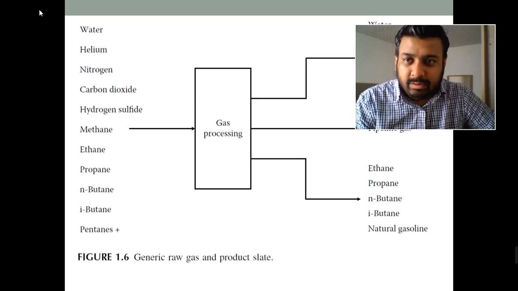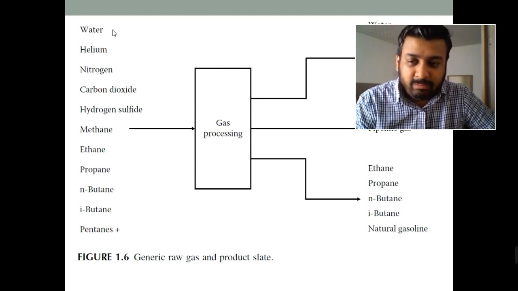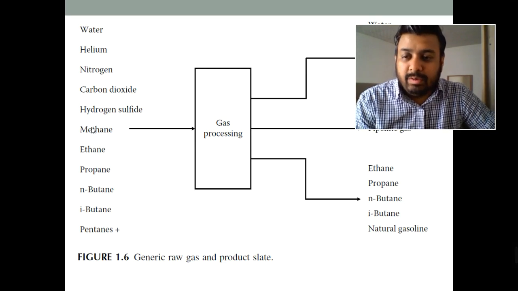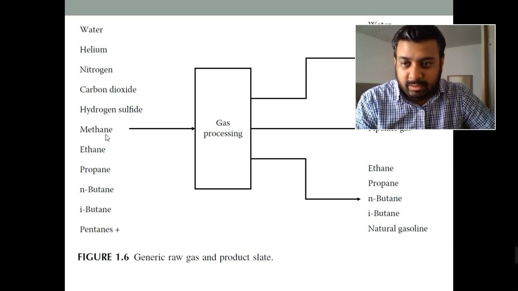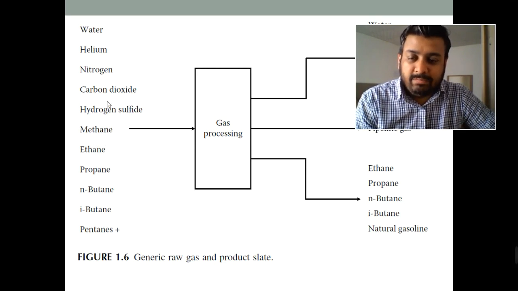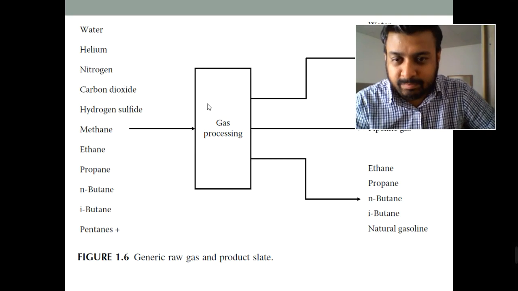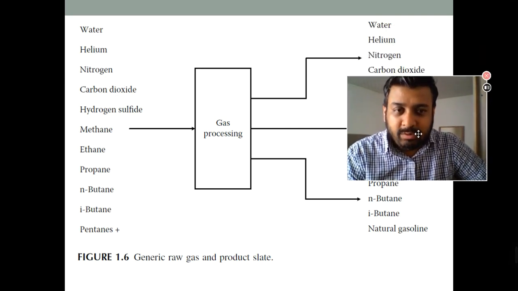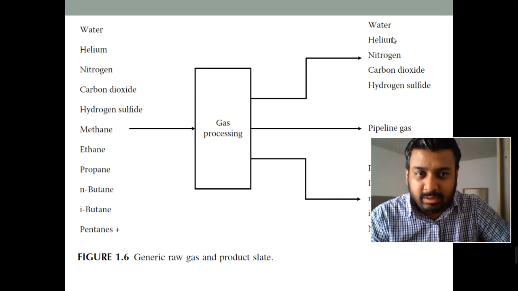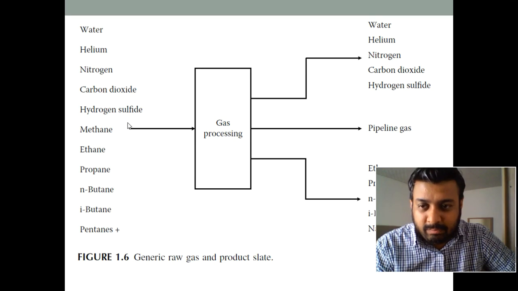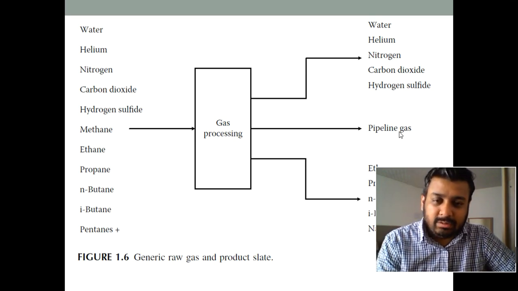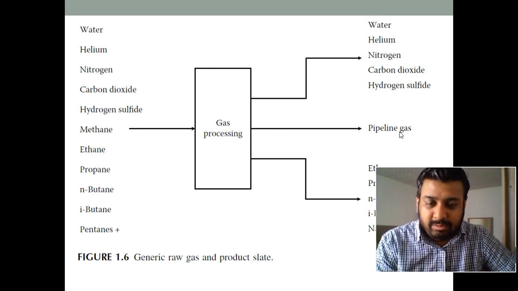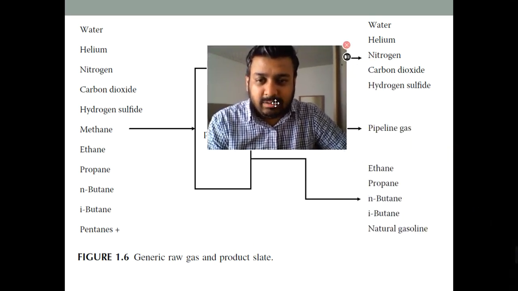Now, when we talk about gas processing, what components could the gas have? Gas might have methane. Methane, this is what we need. It could have H2S, CO2, nitrogen, helium, water, ethane, propane. All these components could be part of natural gas. Once we do the processing, we separate the water, helium, nitrogen, and all these products. Once we separate these products, we have methane gas which goes directly to the pipeline and to the customer. They can use this gas for power generation, for residential purposes, for driving cars, and so on.